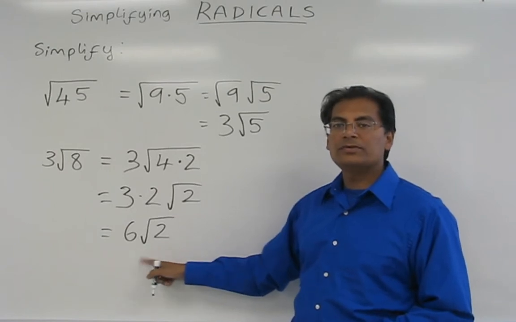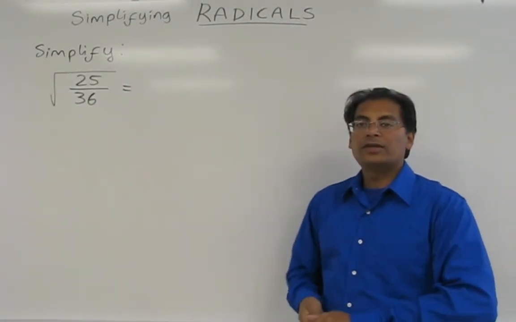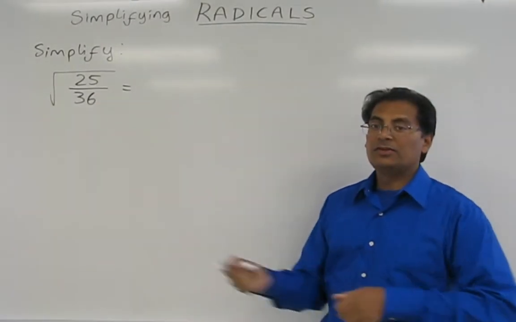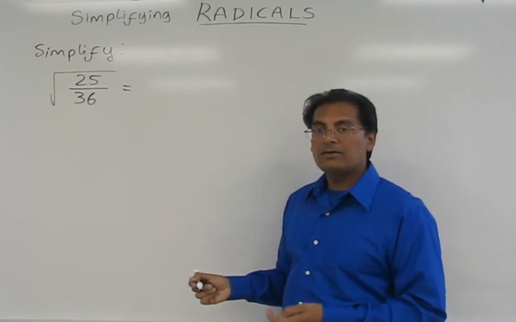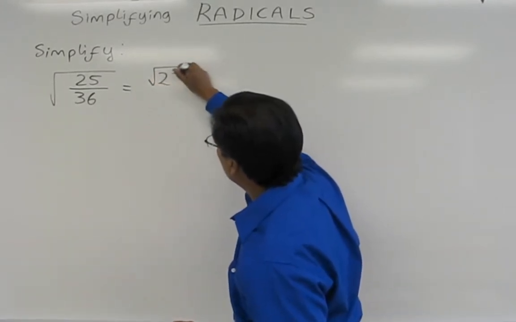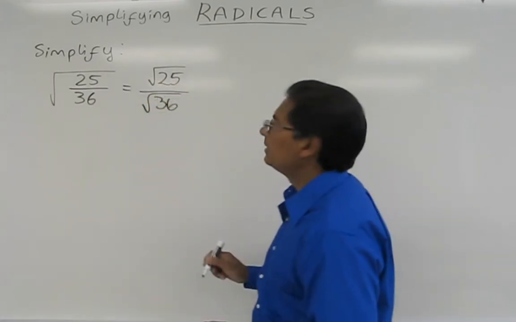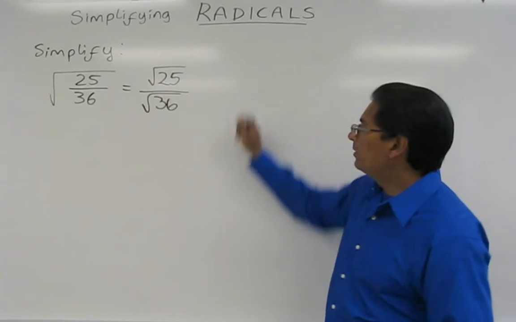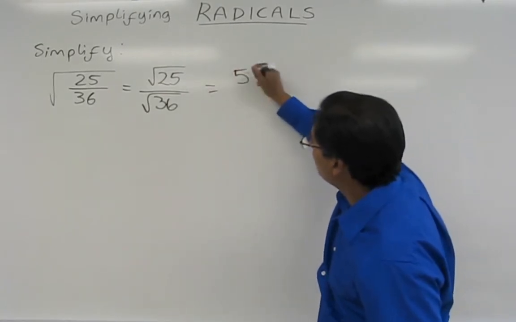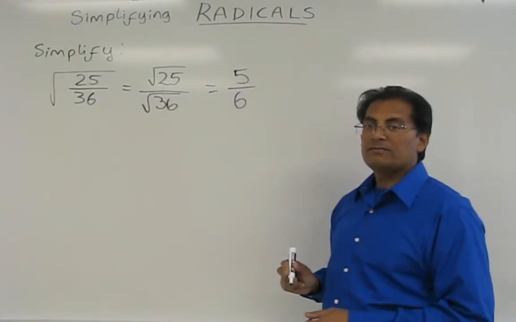Let's take some more examples. So here we're asked to simplify the square root of a quotient, the square root of 25 over 36. This can be separated out according to our rule as the square root of 25 over the square root of 36. And these can be square rooted. These are perfect squares. The square root of 25 is 5, and the square root of 36 is 6.